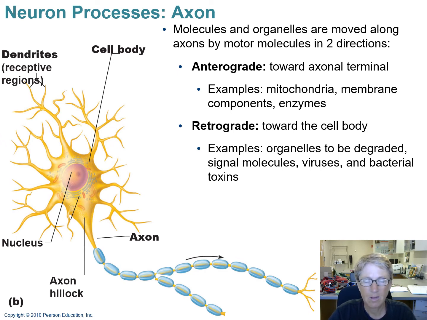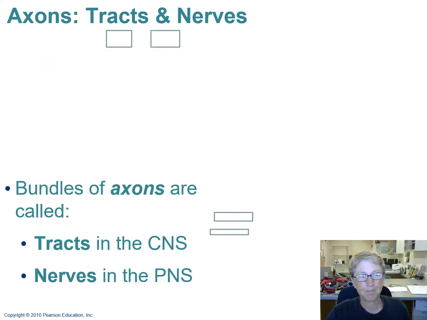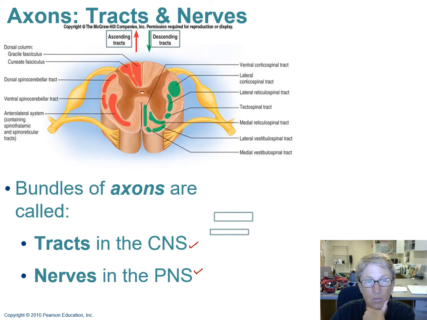This is information that doesn't look like it's on the test, but if you are sending not action potentials, but molecules and organelles out your axon, that's anterograde. And if you go back up the axon to the cell body, that's retrograde movement of things. So we've already talked about this. Bundles of axons are called tracts in the central nervous system, and they're called nerves in the peripheral nervous system.